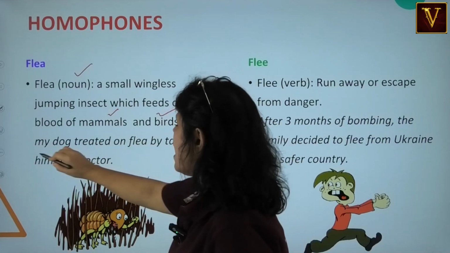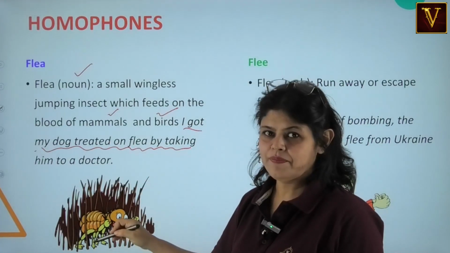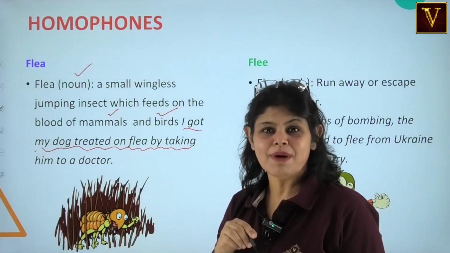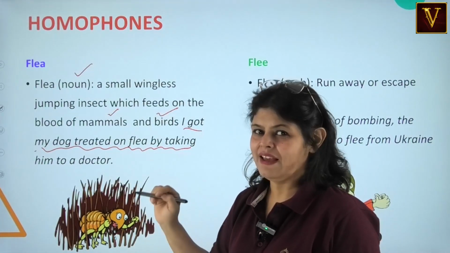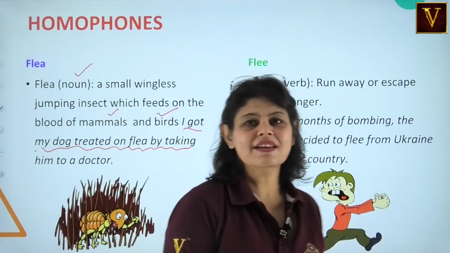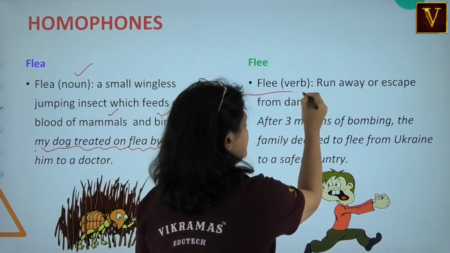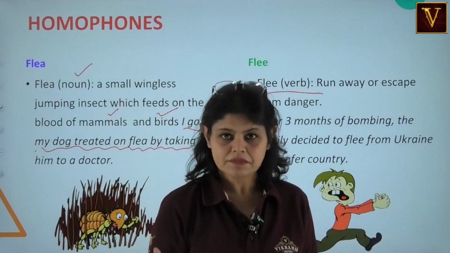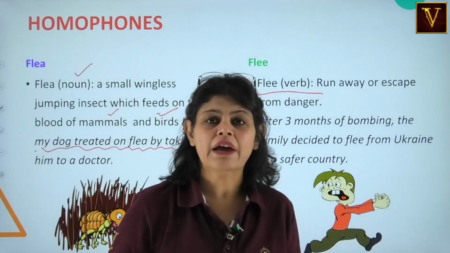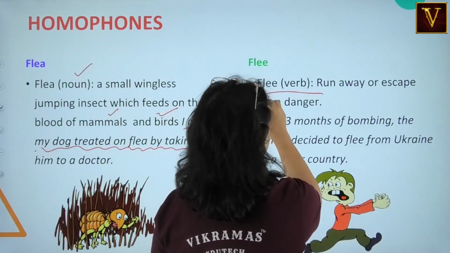I got my dog treated for fleas by taking him to a doctor. And this is an original sentence. I wrote it all by myself because I had taken my dog last month to get him treated for fleas. And that flea is F-L-E-A. There's another kind of flee, and that is F-L-E-E. And this is a verb because it is always running. When we escape a situation, when we run away from the situation, therein we write F-L-E-E. Run away or escape from danger, right?